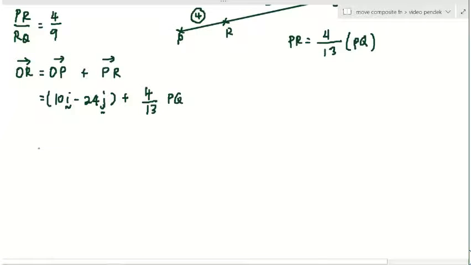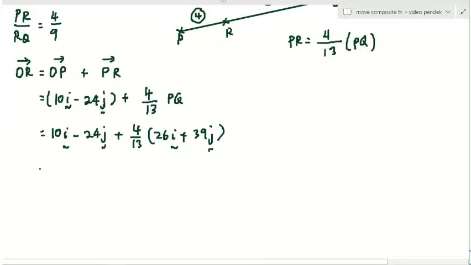We write down here: it is 10I minus 24J plus 4/13 of 26I plus 39J. So we solve by calculator.